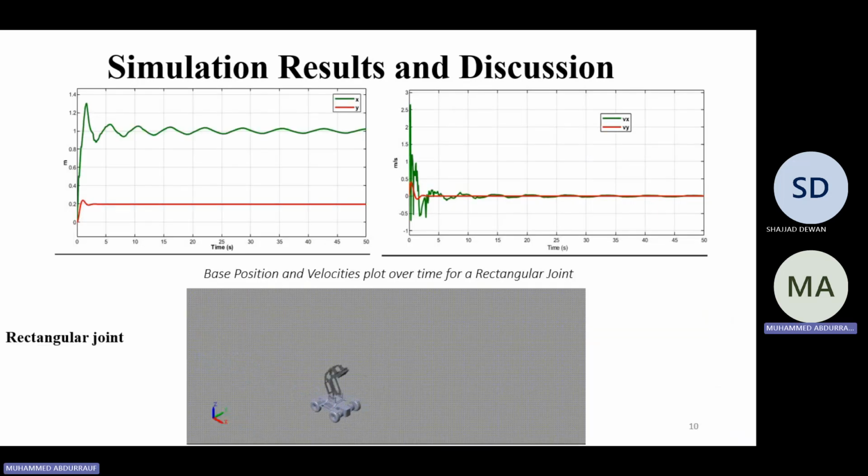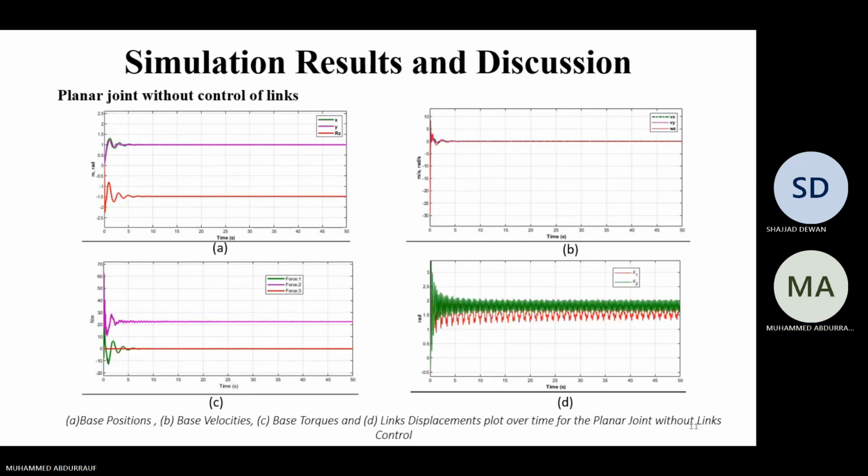Next, we have the scenario where we assumed a rectangular joint, and for such a scenario, we have no notation about the Z, but we can see here that we have some oscillations for the X, and this is reasonable. Why? Because we have the swinging of the arms, and the swinging of the arms causes the oscillation not to die out quickly. And we can also see the velocities. It goes to 0, but then for the X, we have a lot of oscillations.